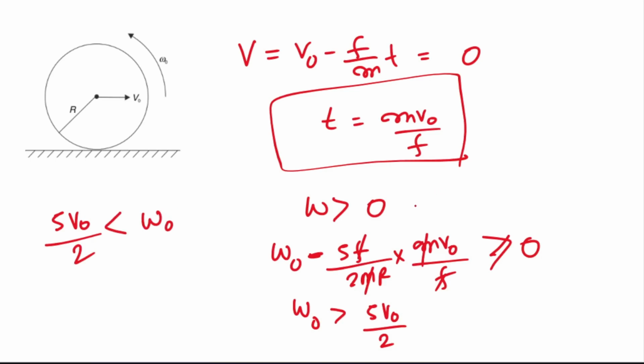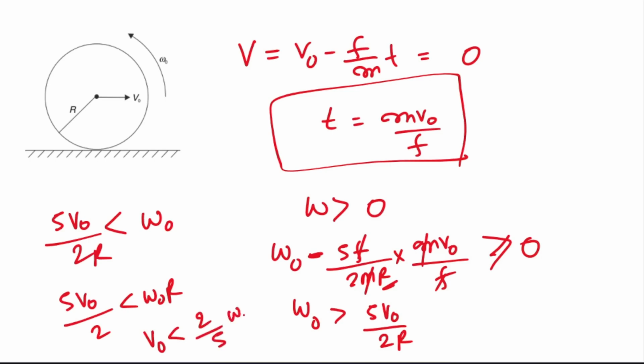R thing should be there. I mean, this is by R thing is there, right? One R is left, with 2. So you can see here 5 V naught by 2 is less than omega naught R, means V naught is less than how much? It is less than 2 by 5 omega naught R.